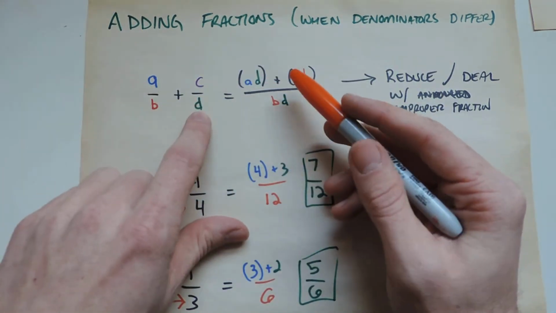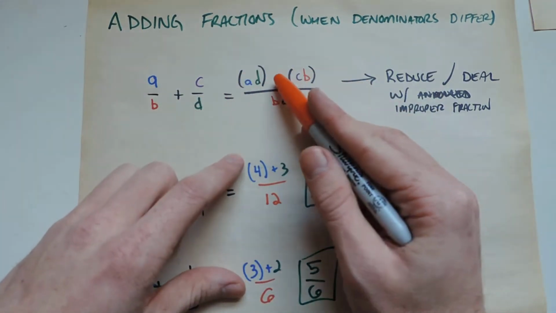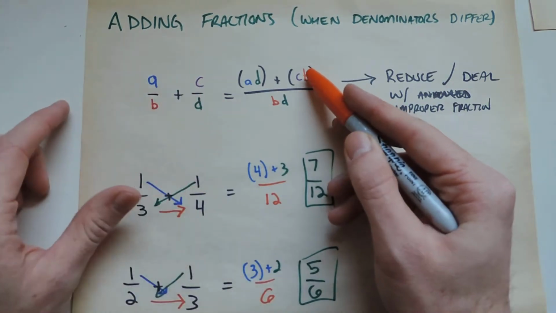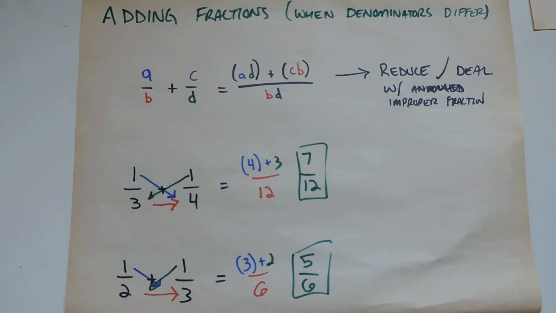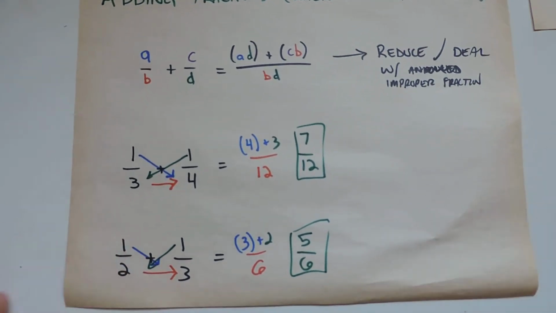So we take a times d, and then we take that product and add it to the product of c times b. And that becomes the top number. So it's perfect. Then we have to reduce and deal with improper fractions if we have to. And so these examples illustrate it.